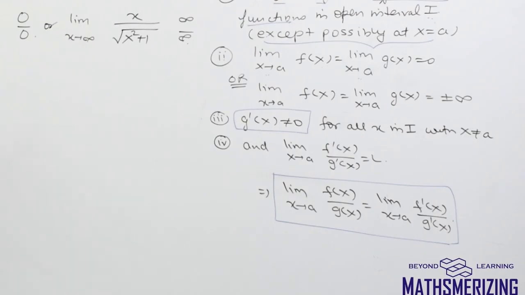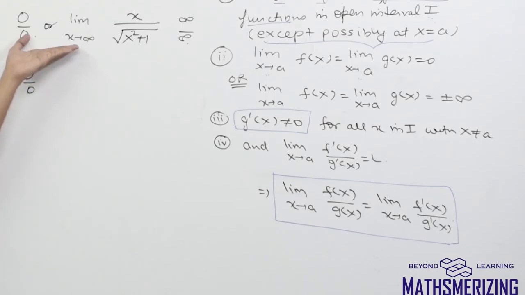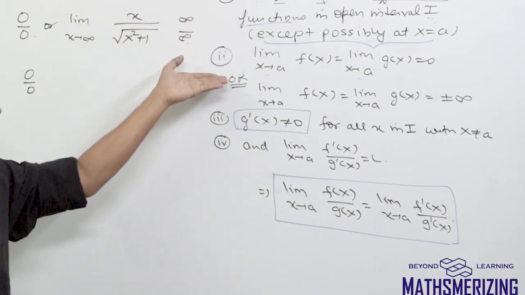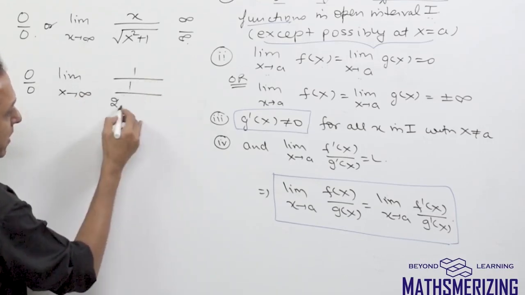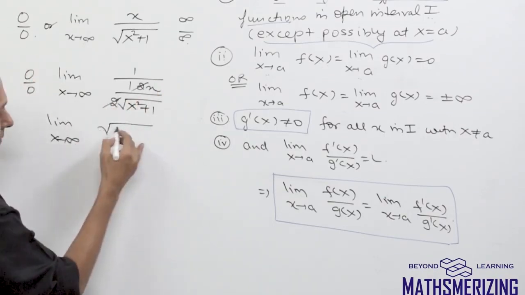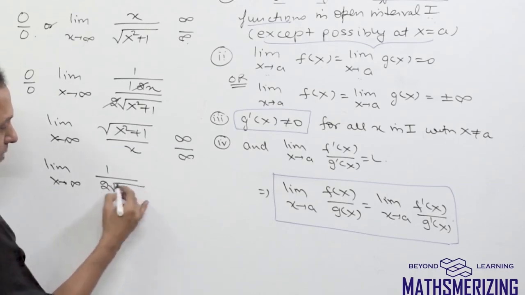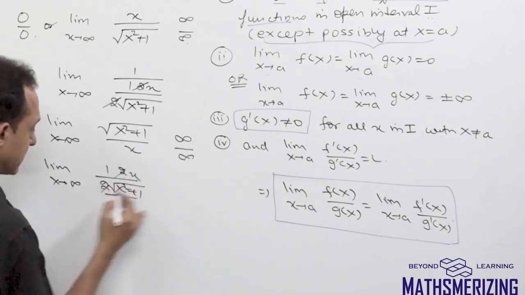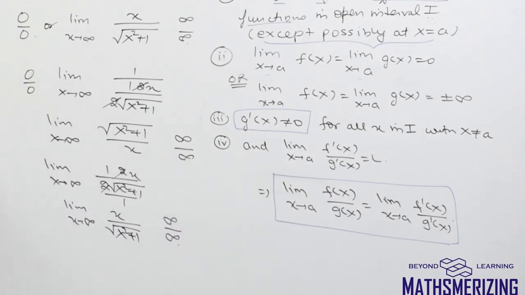Now there are numerous other examples where all the four conditions of L'Hospital's rule are met. But still, if we use L'Hospital's rule, we'll go in an endless loop. Same is true with the second example, which is infinity upon infinity form, differentiable also, and the denominator is not equal to 0. So if I differentiate, I'll write limit x tends to infinity 1 upon twice under root x square plus 1 into 2x, which is limit x tends to infinity under root of x square plus 1 upon x, which again is infinity upon infinity form. If I differentiate it again, I'll get limit x tends to infinity x upon under root of x square plus 1, which again is infinity upon infinity form. So if we keep using L'Hospital's rule, we'll go in the same loop.